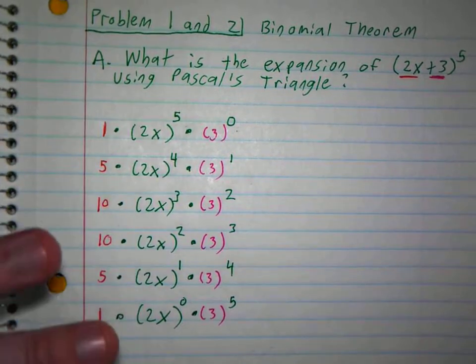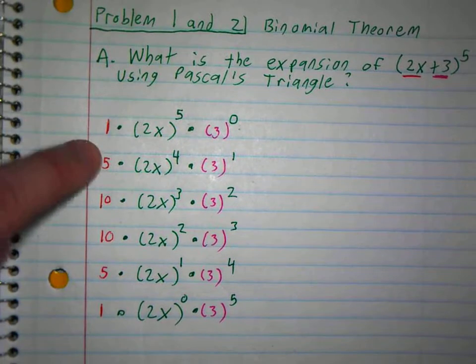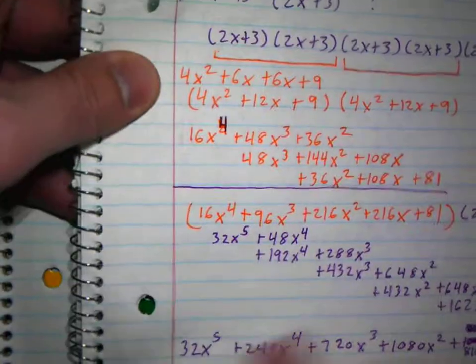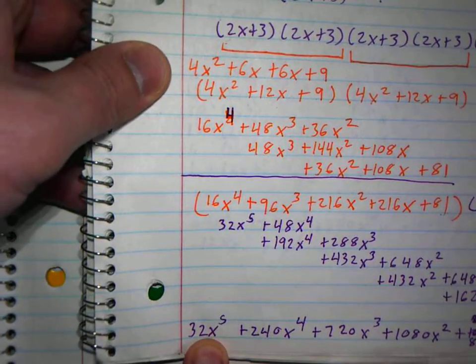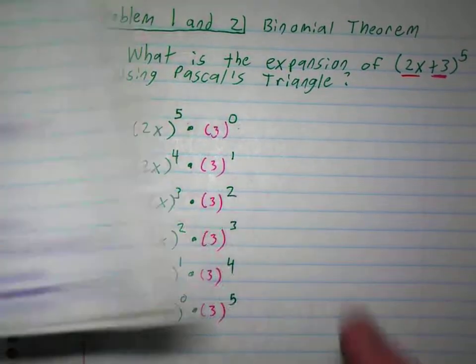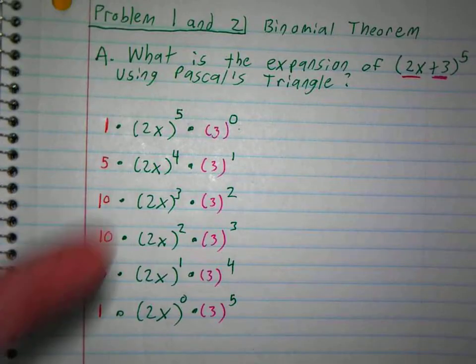Now you may get lost in the math, even though this is Algebra 2 math at this point. But what it's going to do, like this first row, is going to produce 32x^5, I promise. And then this row will produce 240x^4. And then the third row will produce 720x^3. And all you got to do is do the math.